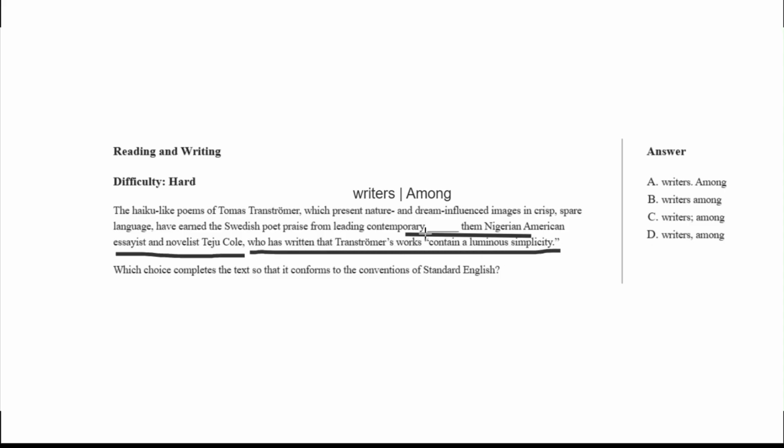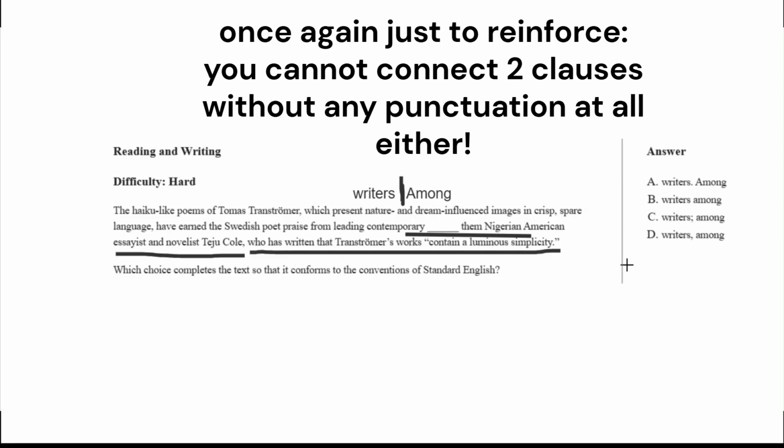So let's say that we were to separate this with a period or a semicolon and turn this into its own sentence. Two dependent clauses cannot make an independent clause, so they cannot make a complete sentence. So we would need to connect this with our independent clause to make it a complete sentence. So then we would connect it with a comma.